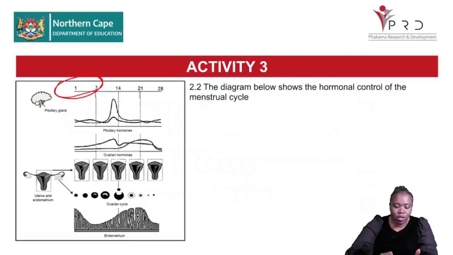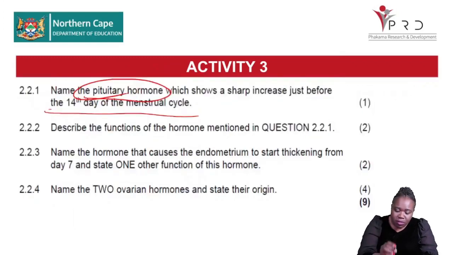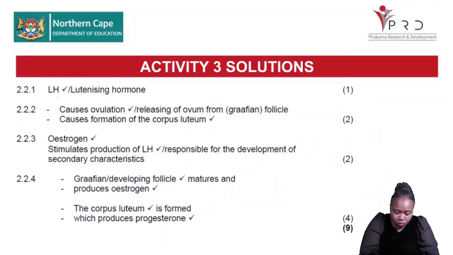It means that it is going to be the luteinizing hormone, because we know that it is actually going to stimulate ovulation, which happens on day 14. So it means that the hormone that is going to increase around day 14 will be the luteinizing hormone.